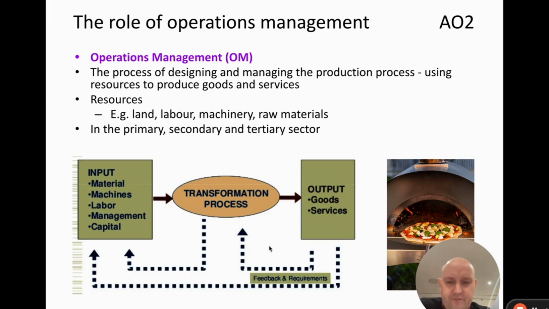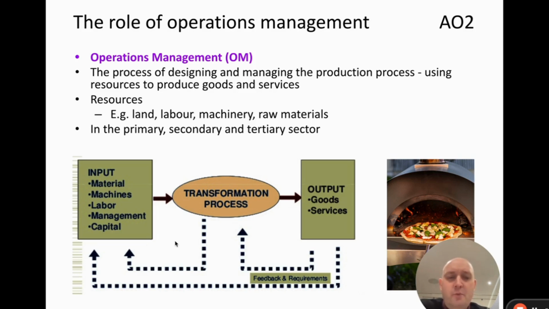What we've got on the left are the inputs. The inputs are the resources or the raw materials, if you like. Again, we're going to be using raw materials such as cheese, flour, etc. The machines in this situation, we've got the pizza oven, labor, which is the person who's putting it in there and making the pizzas and serving it. Management will be the manager of the restaurant who's making sure that everything's working, etc., etc.